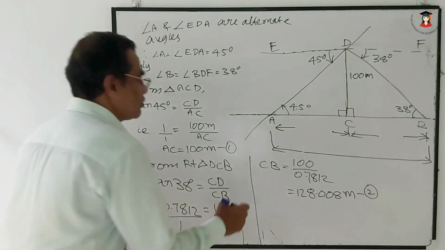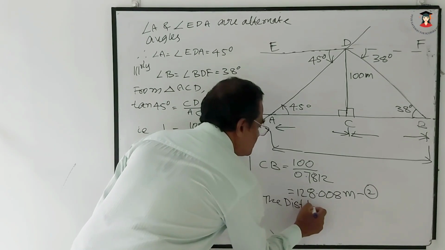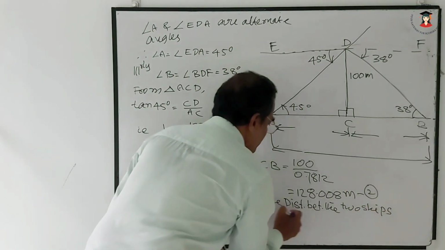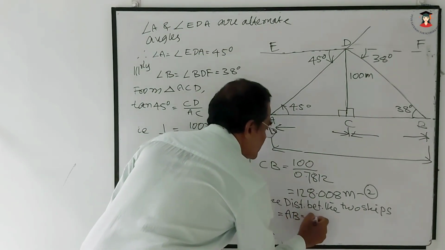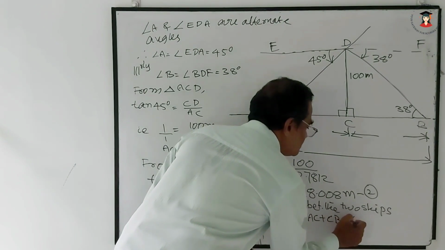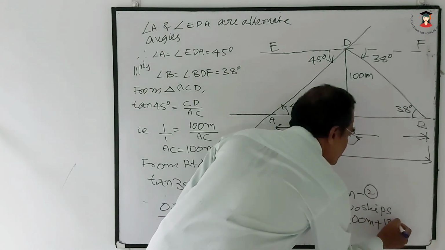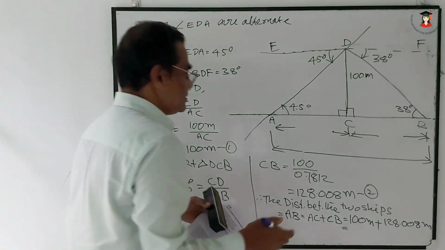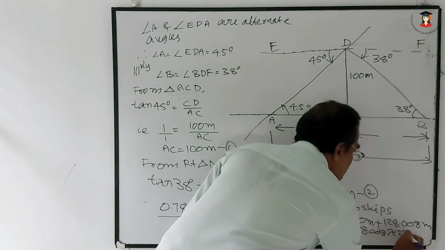Therefore, the distance between the two ships equal to AB, equal to AC plus CB. AC plus CB. AC we got as 100 meter plus CB we got as 128.008 meter. So adding these two we get 228.008, and it is approximately equal to 228 meter.